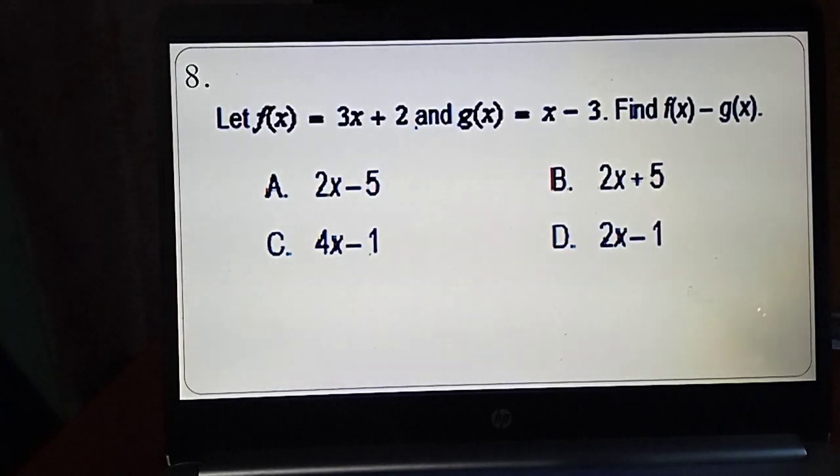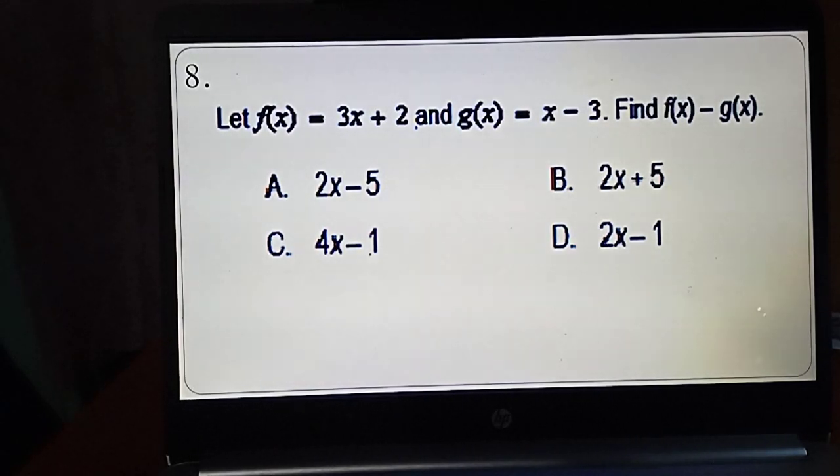So 3x minus x equals 2x, and 2 plus 3 equals 5. So the answer is 2x plus 5. That should be letter B.